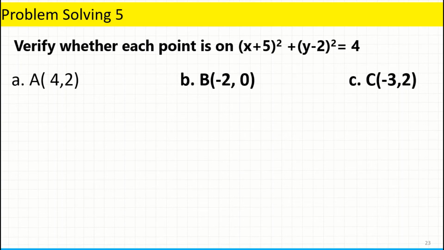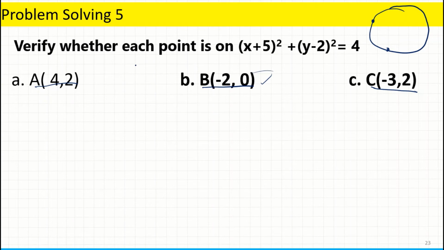Problem solving number 5. Verify whether each point is on the circle (x plus 5) squared plus (y minus 2) squared equals 4. We are going to determine if the given points ay kasama mismo sa figure ng circle doon sa ating Cartesian coordinate plane. Kapag hindi yan nag-equal doon sa ating equation, ibig sabihin hindi siya part ng circle.